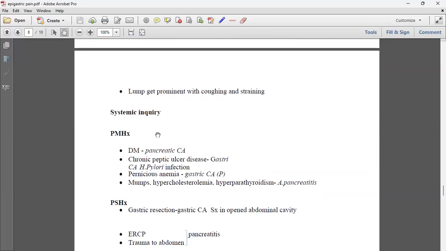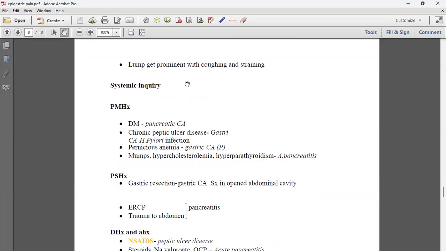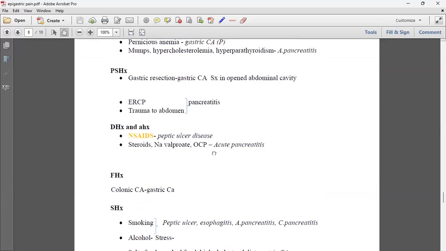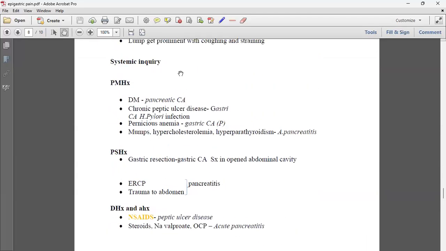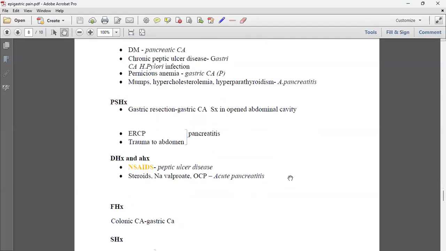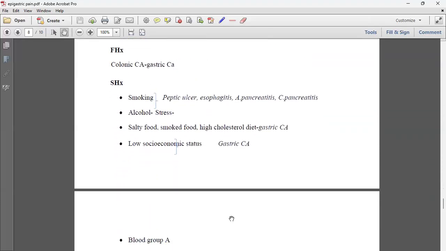Okay, then the rest of the history is as routine. So systemic inquiry, past medical history, past surgical history, drug history, family history, and your social history. I won't be going into details of each and everything. This is from the case book, so you can go through this leisurely. These are all covered in the HPC. So if you can remember the HPC, these will just fall into line.